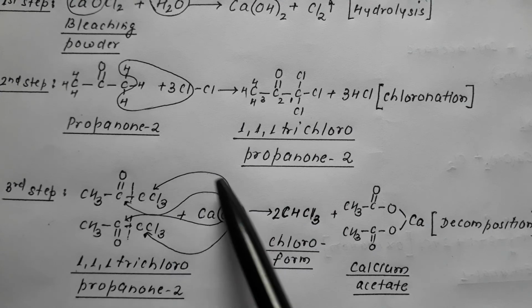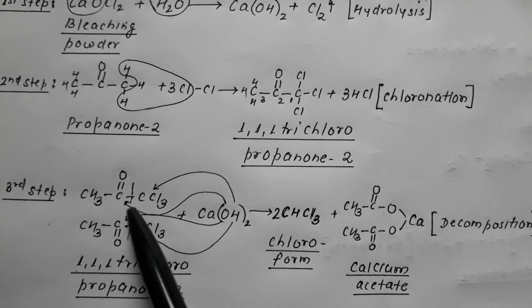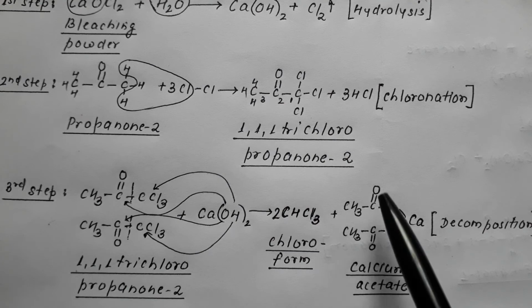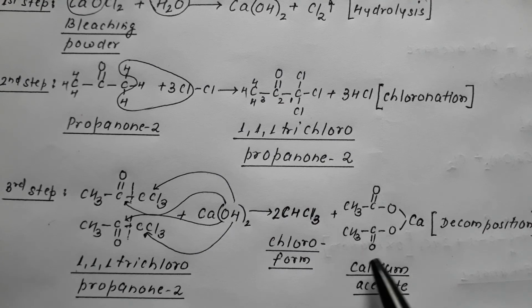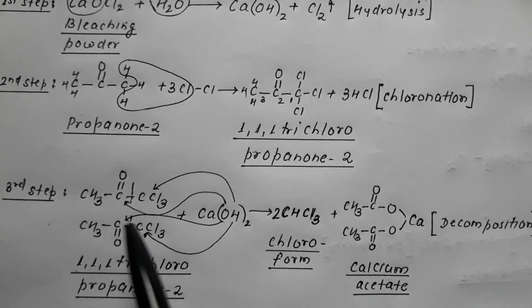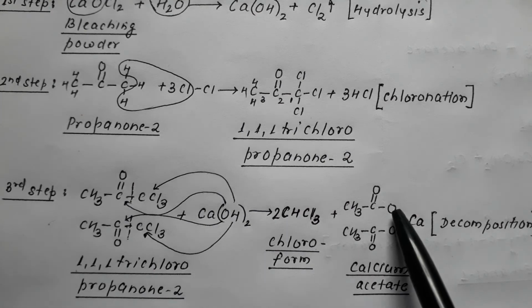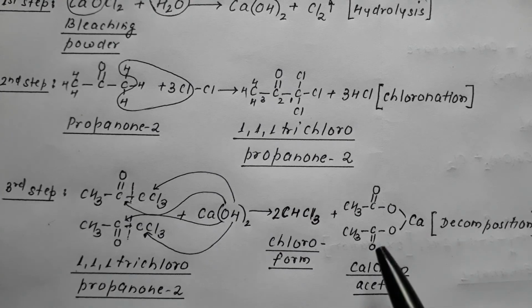Ca(OH)2, 2 H has been attached to this. Left over are 2 O, 1 O combining over here, 1 O combining over here, forming CH3C double bond O, O. It is CH3C double bond O, O. If there would have been H, this is acetic acid. No H, then it is acetate. H is being replaced by calcium. It is termed as calcium acetate.